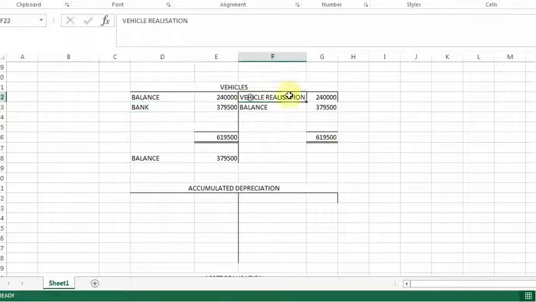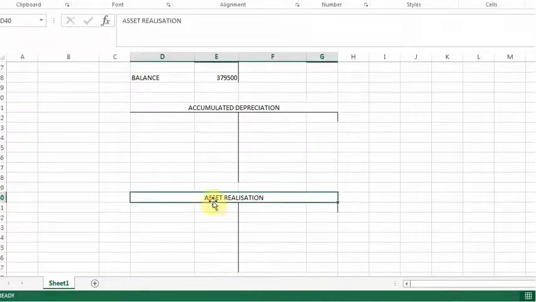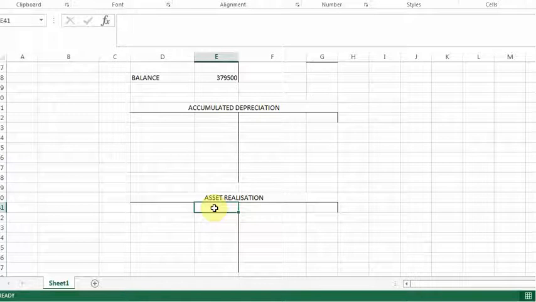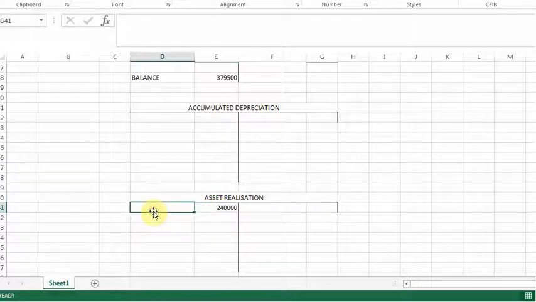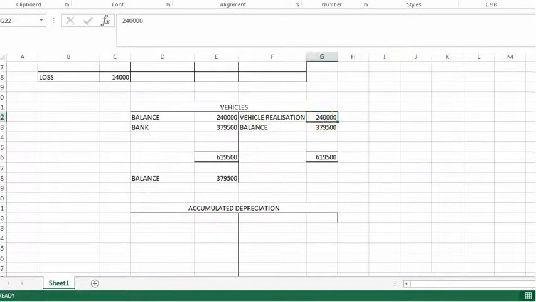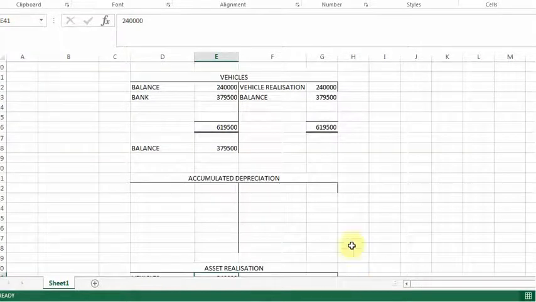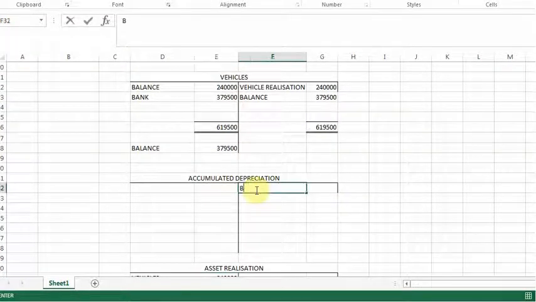For the purpose of this vehicle realization, in the asset realization account or the vehicle realization account, I'm going to say there's the 240, and my contra account will then be the vehicles account. Right, so you will find that that will be the credit and the debit will lie there in asset realization. Right, moving toward accumulated depreciation, the balance at the beginning of the year.